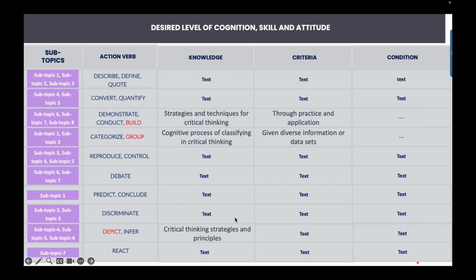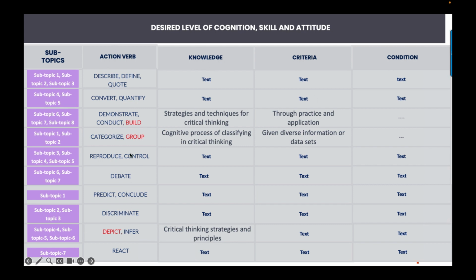So this slide I could not complete actually to my satisfaction. So don't take this. There could be some mistakes also here, but this is what I was trying to build before this webinar. But in my opinion, this is very simple. You require four components of the course outcome, right? Action verb, knowledge, criteria, and condition.